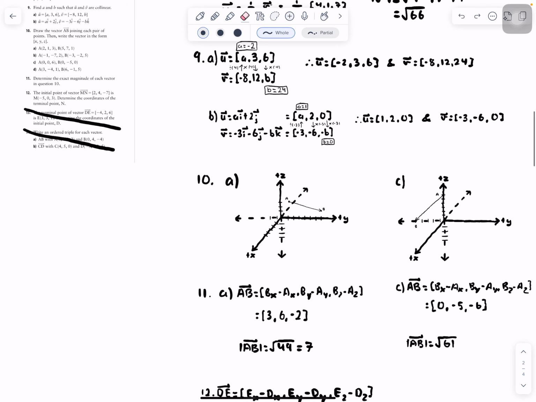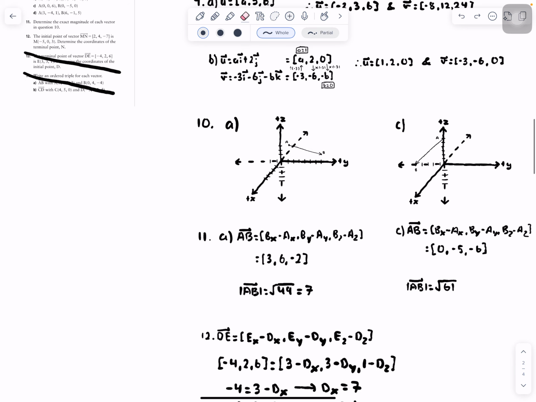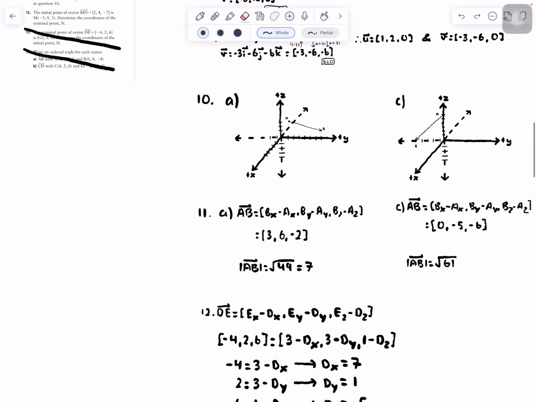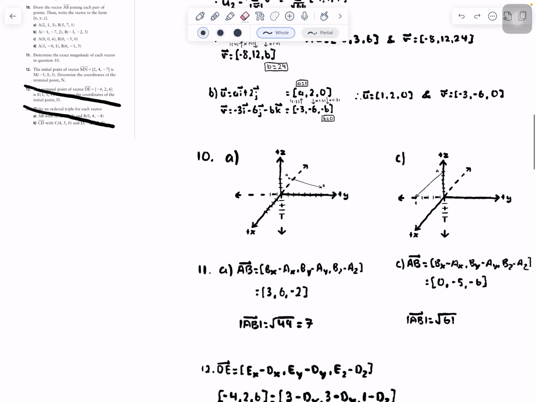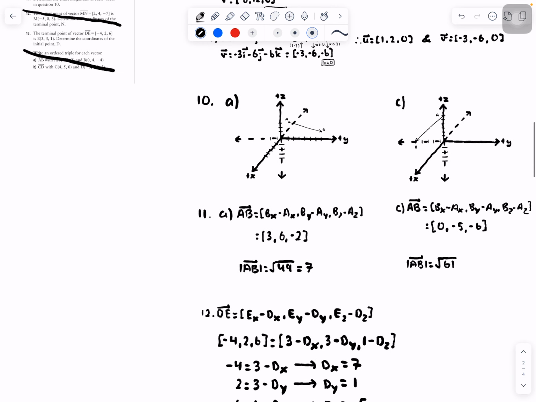I don't know why I wrote D. Oh, that's interesting. I guess I did 13 instead of 12. So let me actually scratch that. They're both very similar problems anyway. It doesn't really matter. But let me change that.